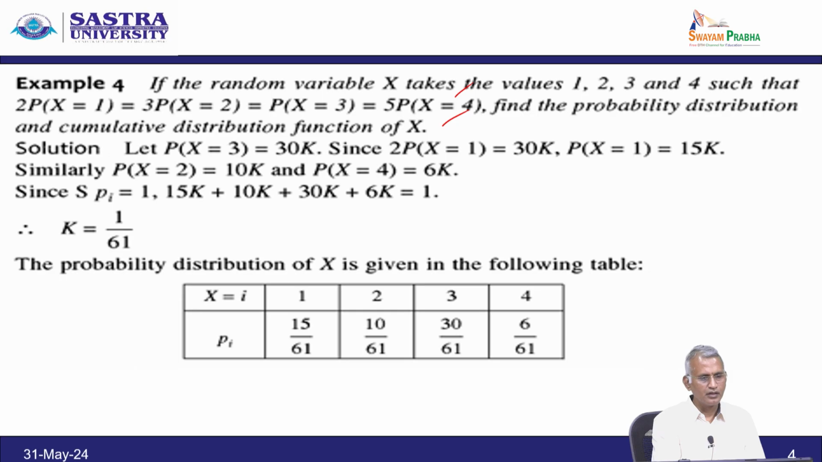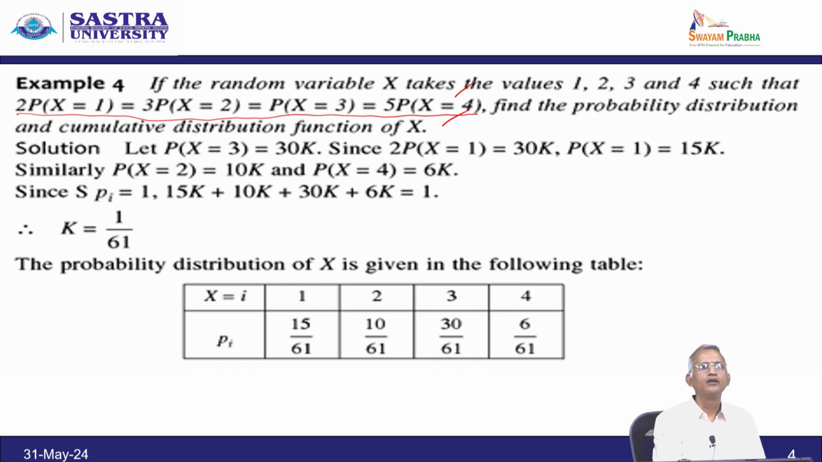Now, here we have given that let p of x equal to 3 equal to 30k, assume it. Now, the condition is twice of probability of x equal to 1 and thrice of probability of x equal to 2 and probability of x equal to 3 equal to 5 into probability of x equal to 4 is given.